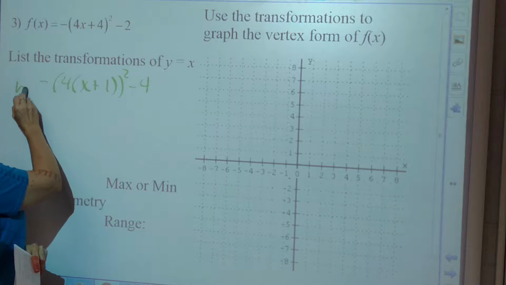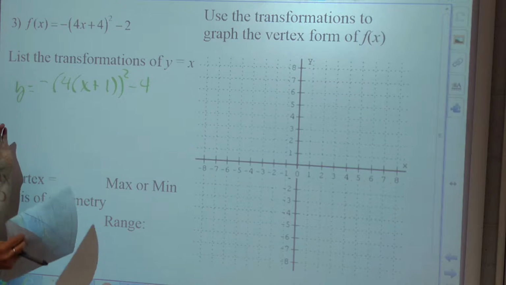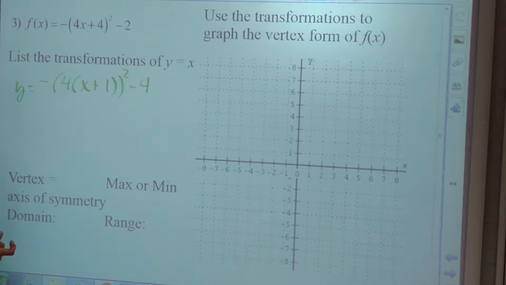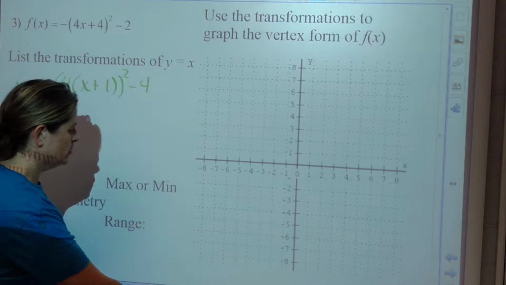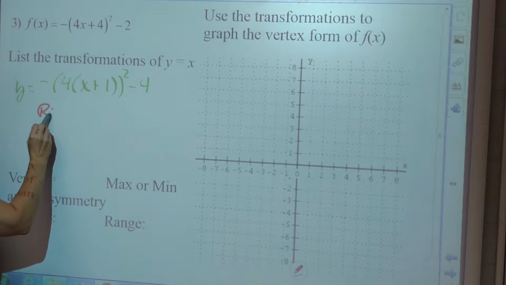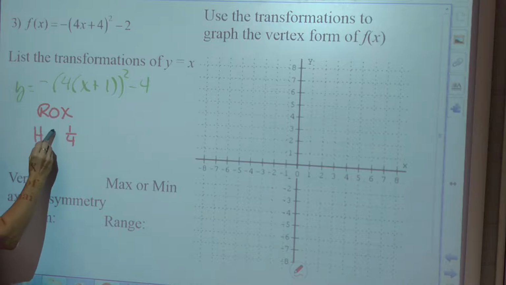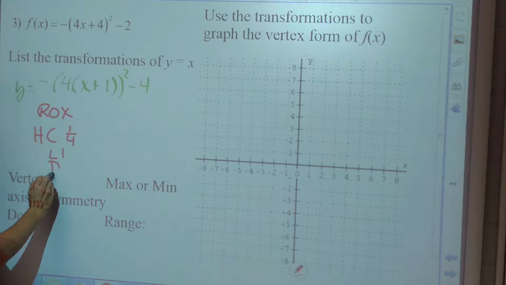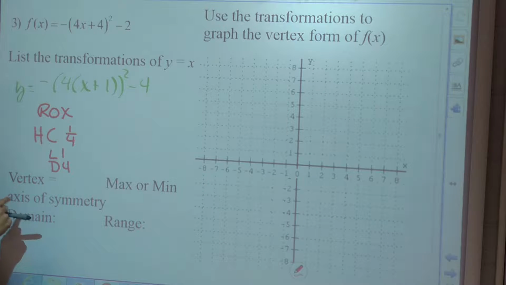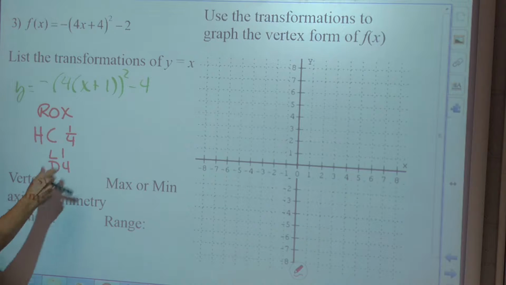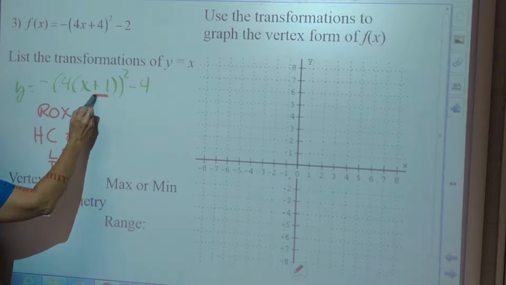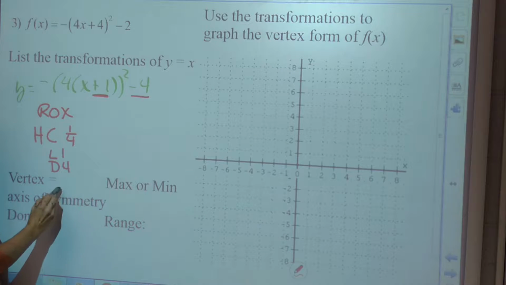So when I'm thinking of transformations, I need everything that's being squared, because those are going to create horizontal or x transformations, and then everything outside is your vertical. When you look at this then, naming those transformations, the negative gives us a reflection over the x. This 4 we know is actually 1/4, which makes it a horizontal compression. We go left 1 and down 4, right? Based on that, we know that our vertex, this is vertex form, so our vertex is actually that -1, -4.